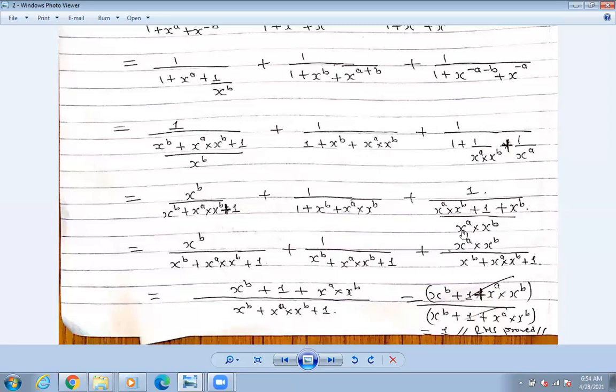Again, there are 3 numbers. So what shall you do? Let us take the reciprocal. Right? Let us do it. So let us arrange them. All the alphabets almost they are same. X power b is there, x power b. X power a is there, x power a into x power b is there, x power a into x power b. Okay, so everything is there.